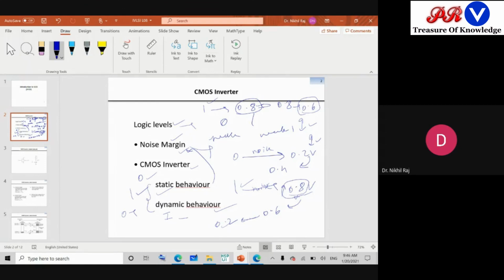Suppose I designed an inverter, some inverter I have used, and when I give the supply, the charging takes 1 second and discharging takes, let's say, 2 minutes. Then the user will say, what type of logic have you given? I have to wait for 2 minutes to get it discharged, then I will go for the next logic. So this way my system becomes very slow, like your mobile phones.